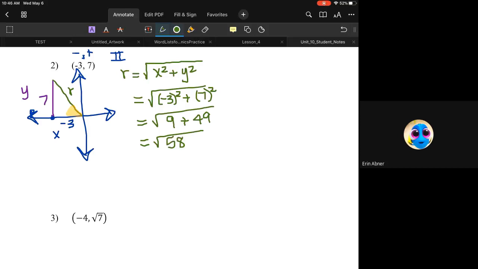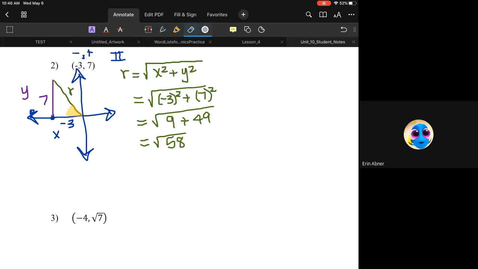Is 58 a perfect square is what you want to ask yourself. If not, can I simplify it? And what does it simplify to? I want to make sure that I am taking into account what it simplifies to, because it is definitely not a perfect square. So I want the factors of my 58. Oops.